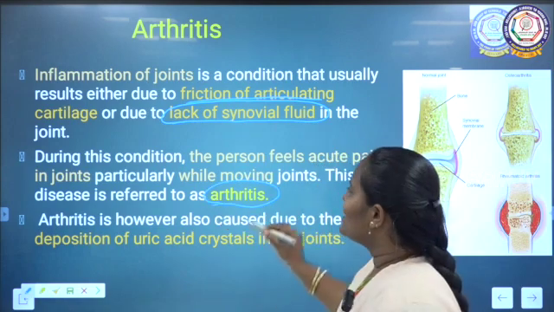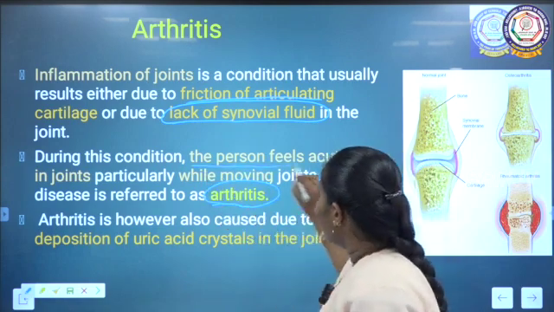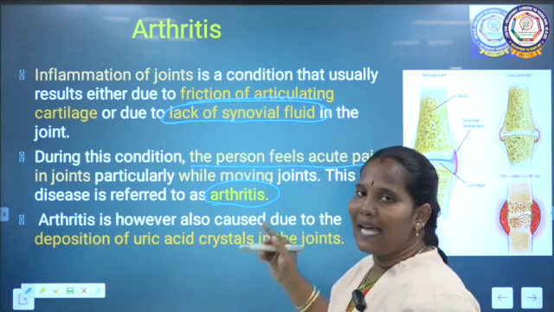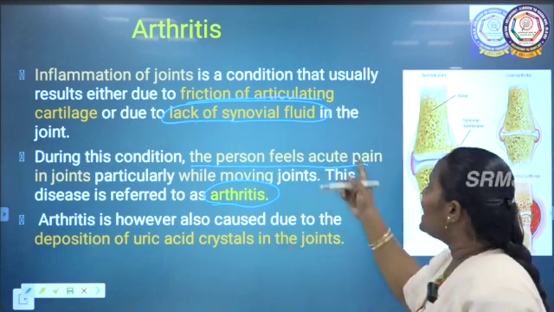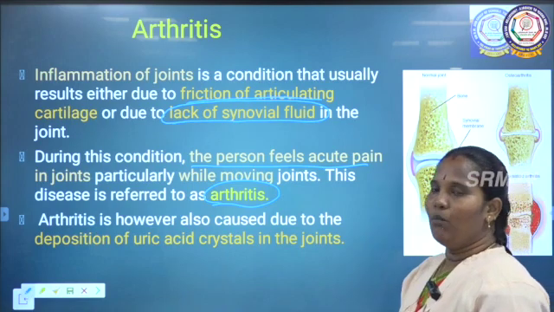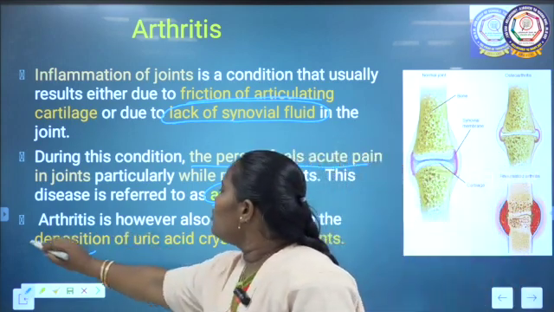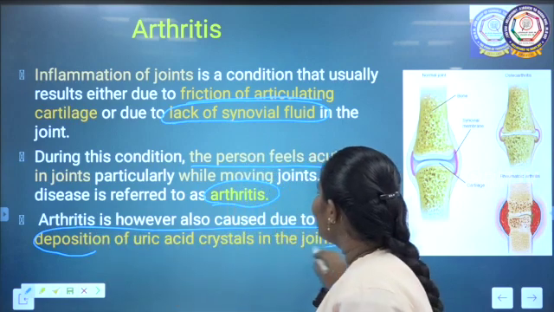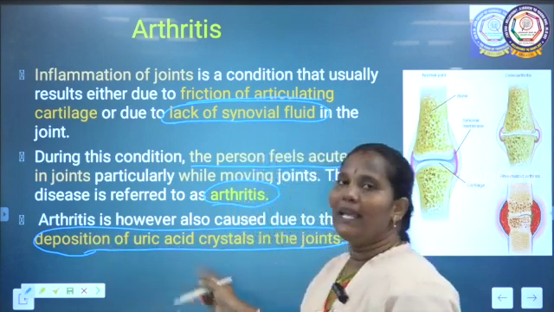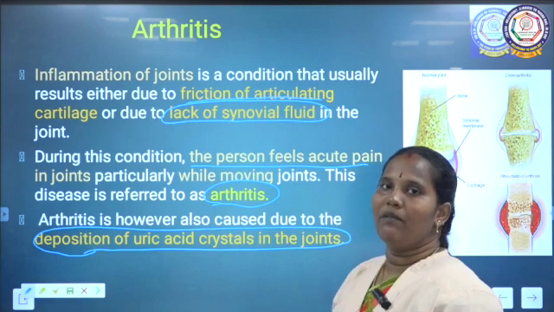What does arthritis disease mean? When a person is affected by this arthritis disease, they can feel acute pain while they move. Okay. Then what actually happens? The deposition of uric acid crystals in the joint makes the arthritis disease between the bones.